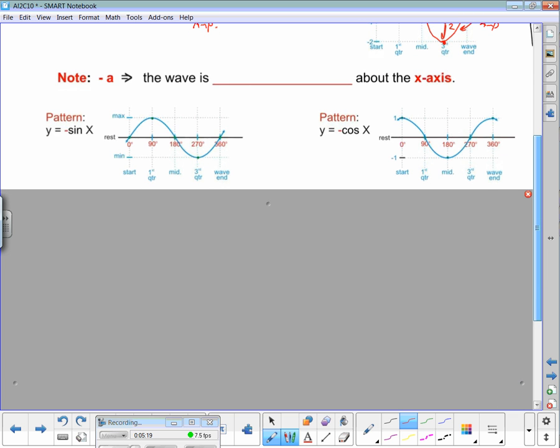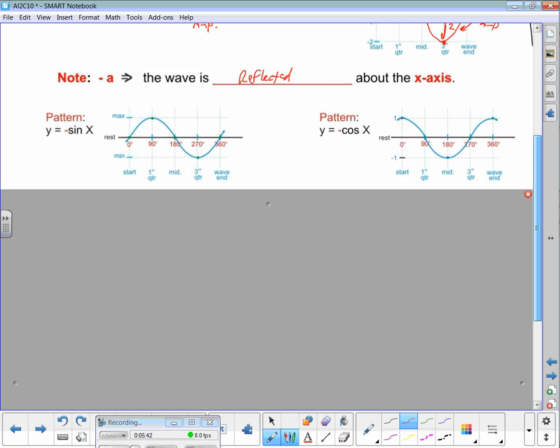What if A is negative? Well, what does that negative in front mean? It means that the wave is reflected, some say mirrored, about the x-axis. Mirrored about the x-axis.